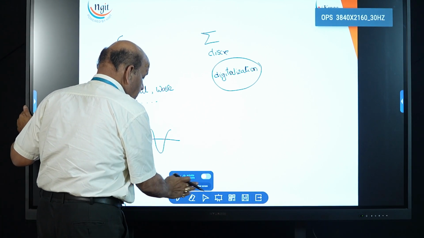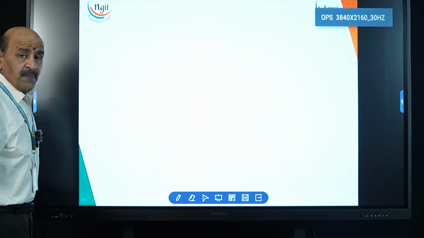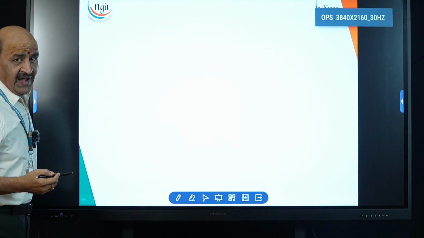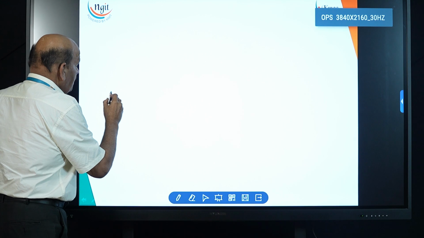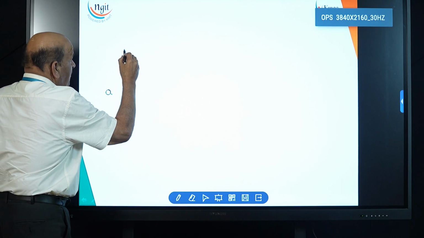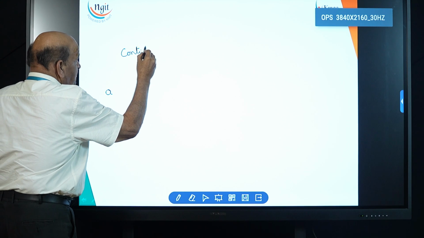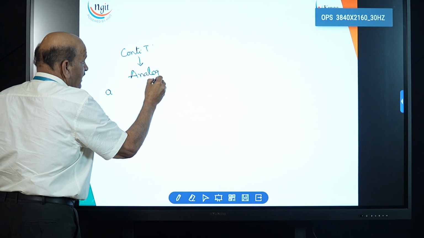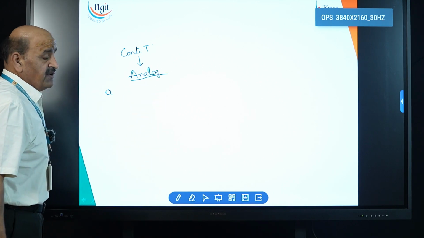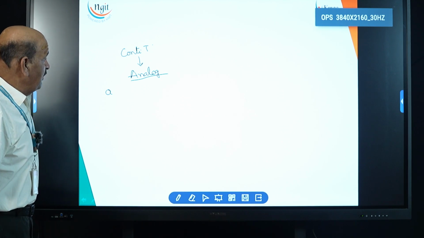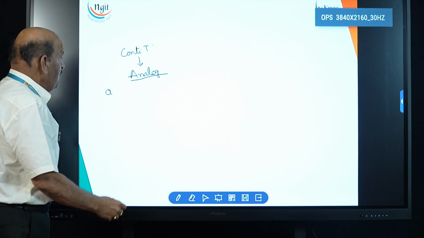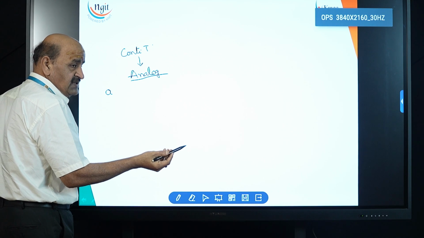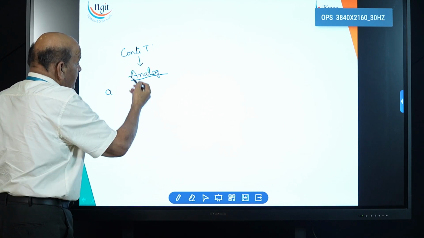Next one. What is the advantage of continuous curves actually? For example, if an analog curve is there. Now, for continuous time signals, we use another word, that is called analog. Analog is the electronic terminology for continuous time signals. The next topic is analog systems and discrete, digital systems.